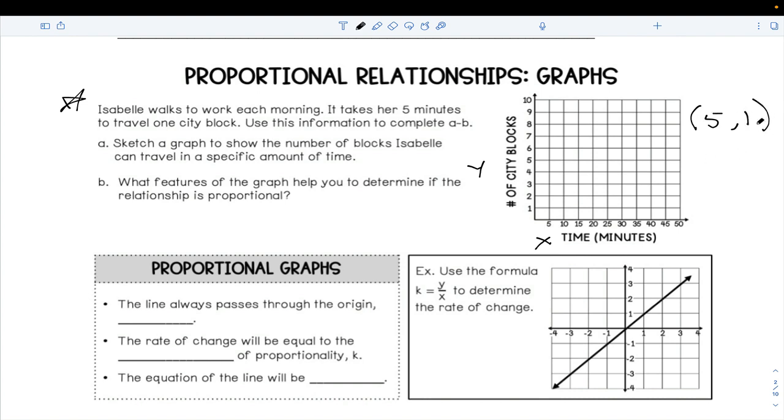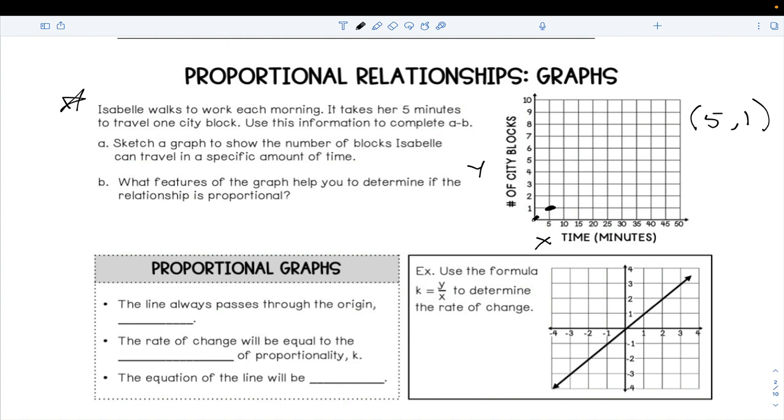5 comma 1, because the x value is time. We're going 5 minutes. We're going 1 block. That's the y value. Make that point on your graph. Run before you jump, over 5 up 1.